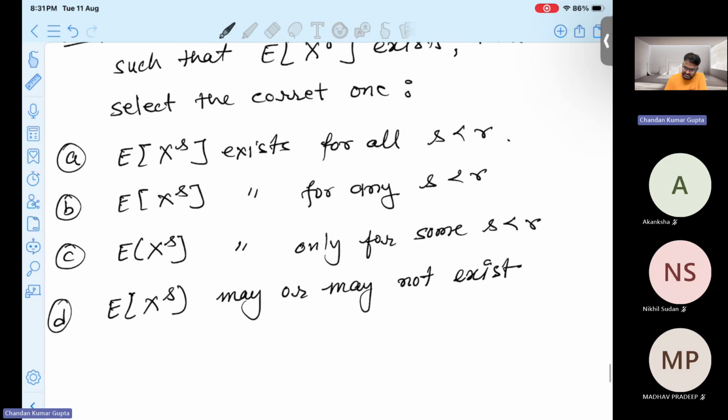May or may not exist for S is R. Okay. Someone has some message. A is correct. Actually, yes, this is the correct one, but we need to prove it. We need to prove that A is correct or not. How can we directly say that it is correct?